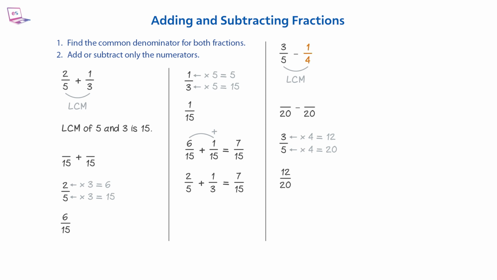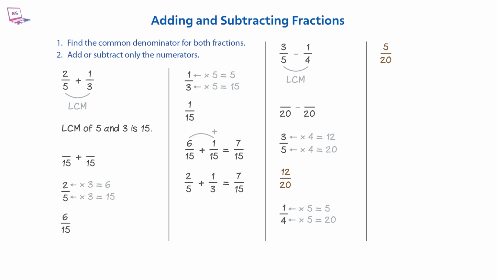Let's move on to the second fraction 1/4. To get the denominator from 4 to 20, we have to multiply by 5. 4 times 5 equals 20. So, we have to multiply the numerator also by 5. 1 times 5 equals 5 and the fraction becomes 5/20.